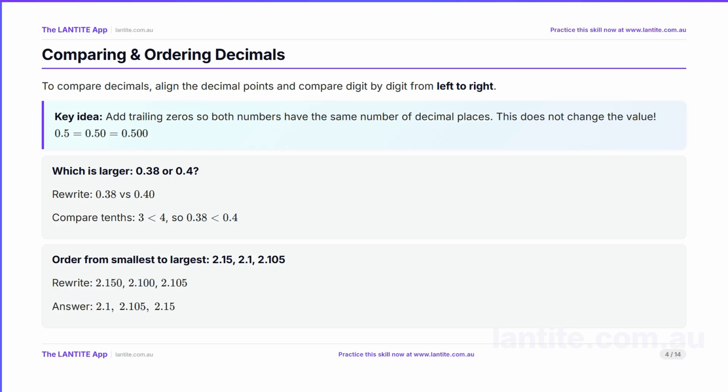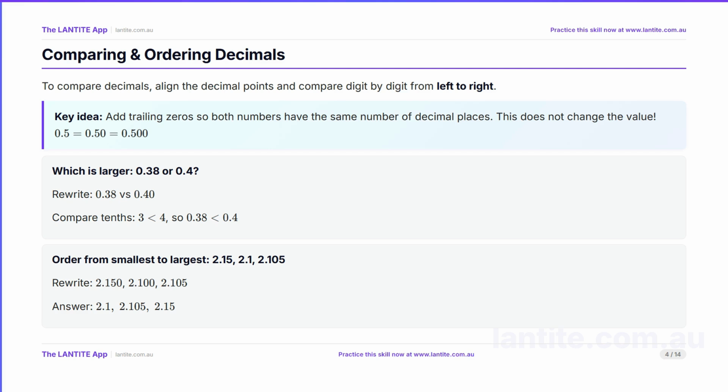To compare decimals, line up the decimal points and compare digit by digit from left to right. A really useful trick is to add trailing zeros so both numbers have the same number of decimal places. This doesn't change the value at all. 0.5 is exactly the same as 0.50.